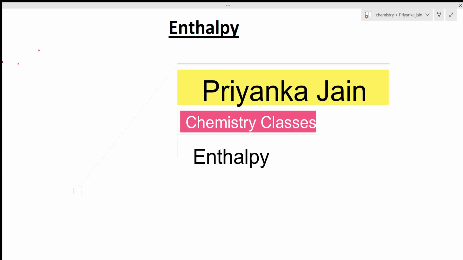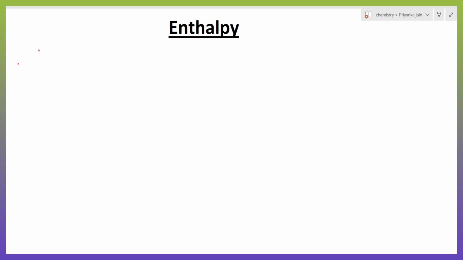In our last lecture, we studied internal energy and heat capacity. Now there is one more important term called enthalpy. Enthalpy is actually one of the thermodynamic potentials. It is a form of energy.